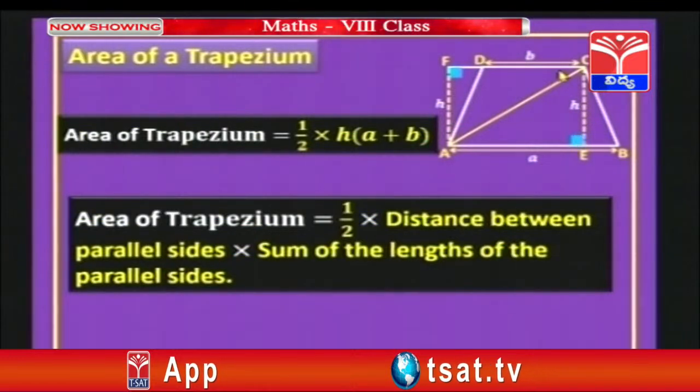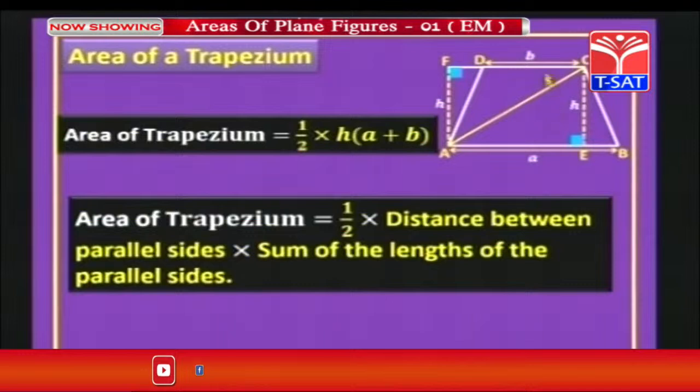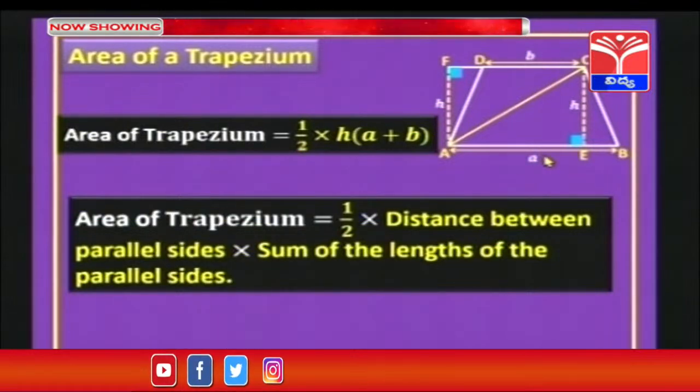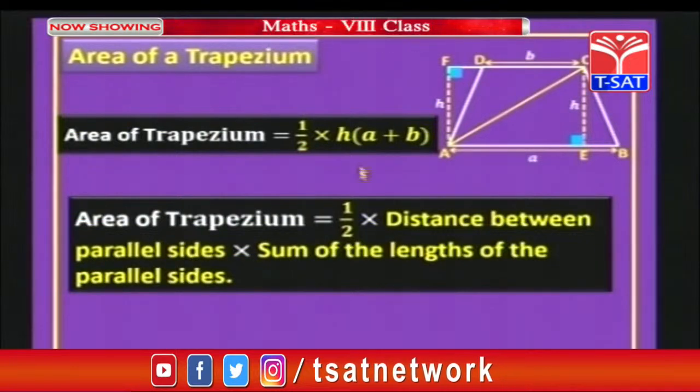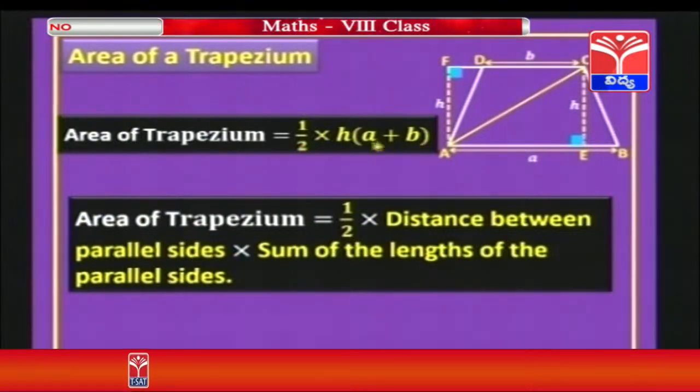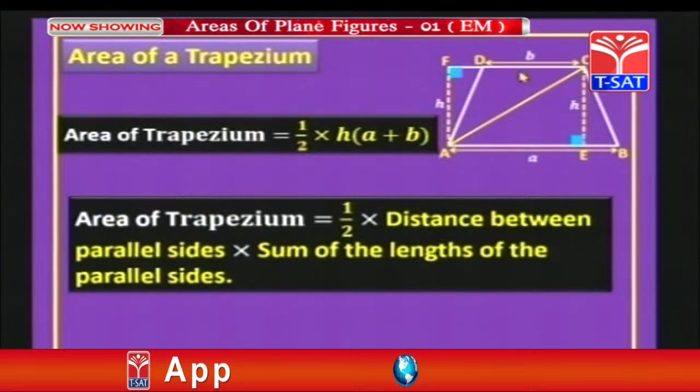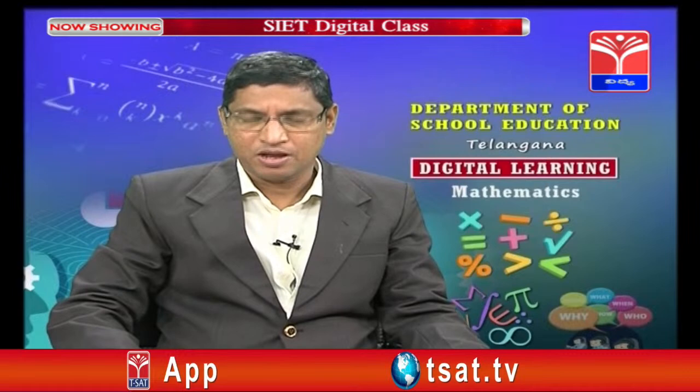Okay, and what are a and b, children? They are the parallel sides of the trapezium. So half into h, that is the distance between the parallel sides, into a plus b. A plus b is nothing but the sum of the lengths of the parallel sides. So this is the area of a trapezium. Now children, we have seen the area of a trapezium. Let us apply this in solving a few problems.